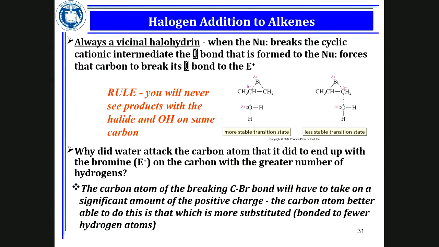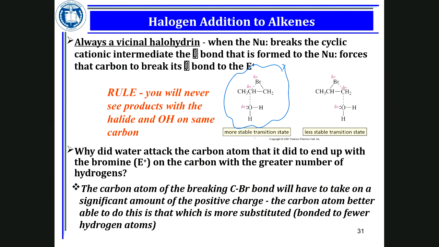Just remember, the OH would never be on the same carbon that has the Br. It's either carbon 1 or carbon 2, but the better candidate is the one that handles the plus charge more easily. So this more substituted carbon, because the plus charge is going to be more stable on that carbon, is where the OH is going to add.